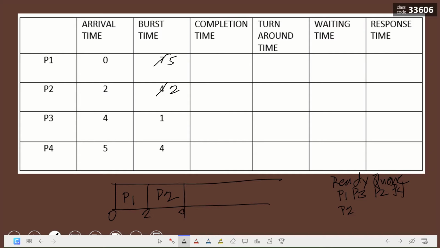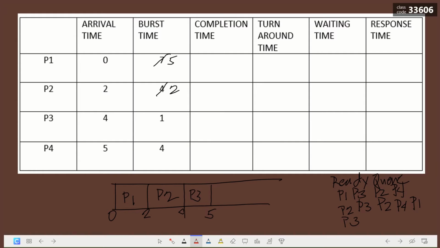Then the next to arrive is P3. So look at our burst time. The lowest burst time now is P3. Then next is P2, then P4 and P1. So here, in our P3, we need to write in our Gantt chart P3. P3 has the burst time of 1. So 4 plus 1 in our Gantt chart is 5.